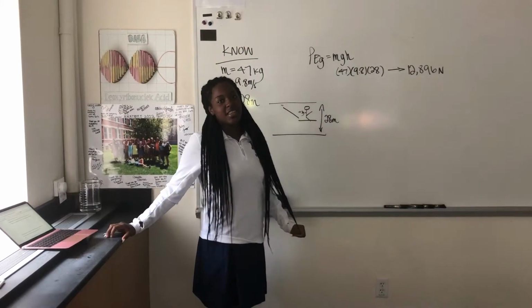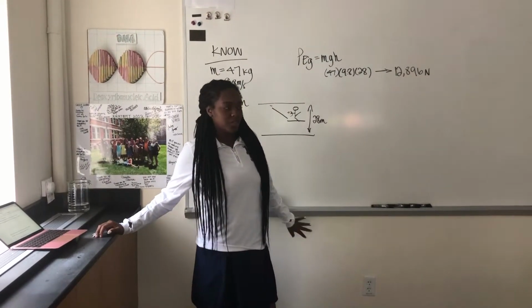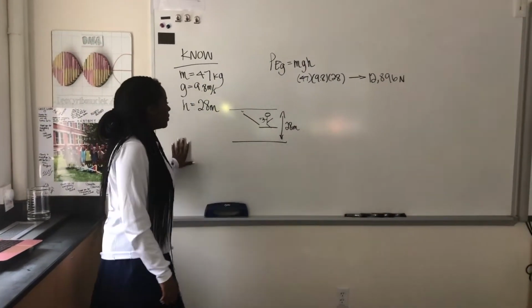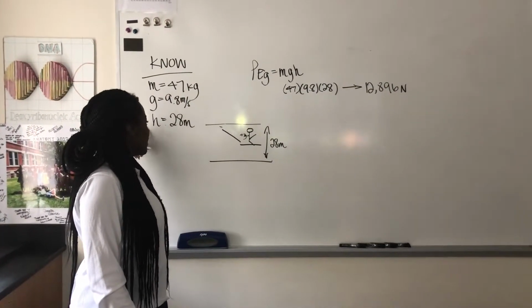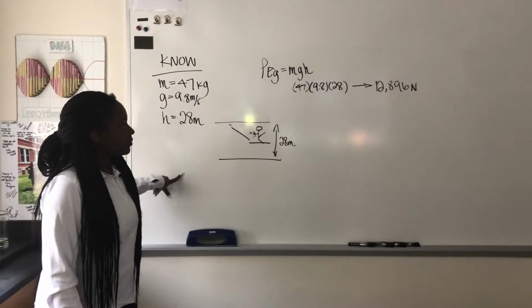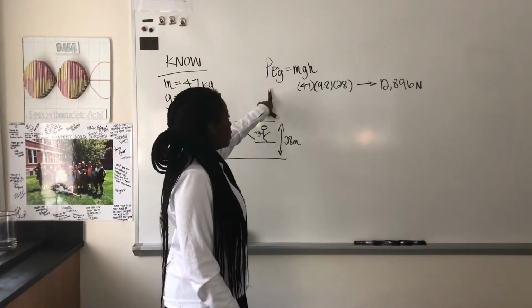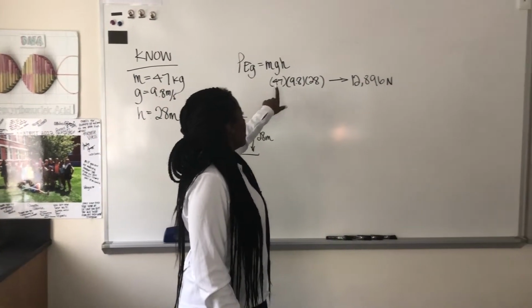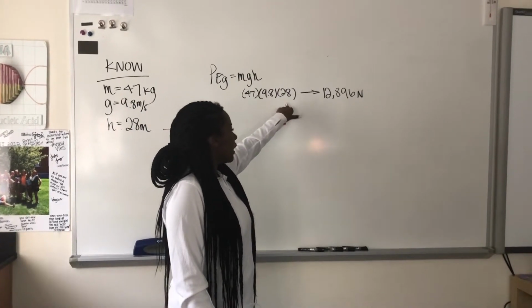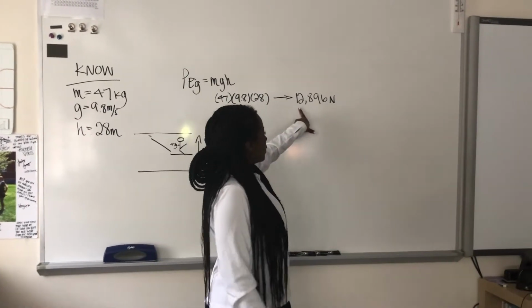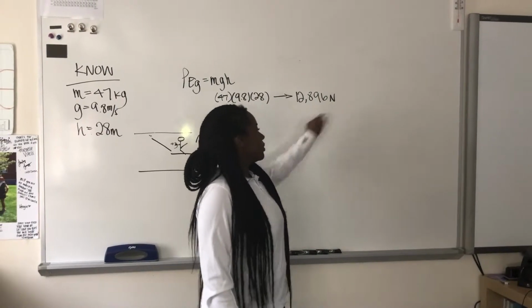A real-world experience that can relate to potential energy is someone swimming on a swim. In this situation, the person is 47 kilograms, and the highest that they go is 28 meters. The equation for potential energy is PEG equals mgh. The mass was 47, the g is 9.8, and the height is 28, which altogether equals 12,896 newtons.